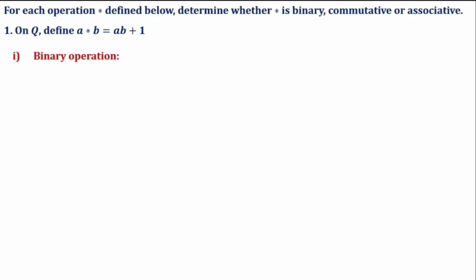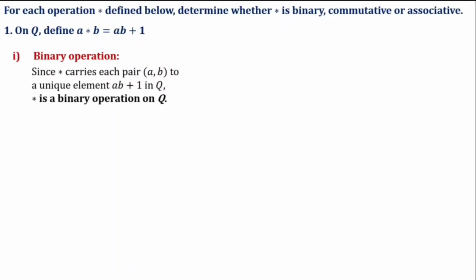Now, if you take any two rational numbers and multiply them, we get a rational number back. And if you add 1 to the same rational number, we get back again a rational number. And hence we can conclude that if you take any two rational numbers, then ab plus 1 is also a rational number. And hence we can conclude, since star carries each pair (a, b) to a unique element ab plus 1 in Q, star is a binary operation on the set of all rational numbers Q.